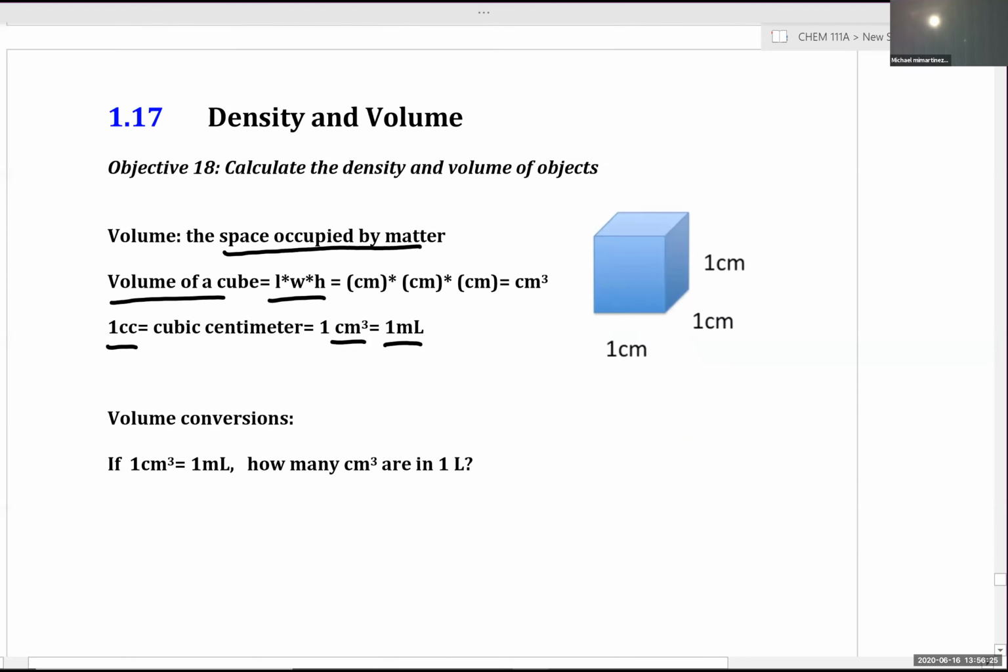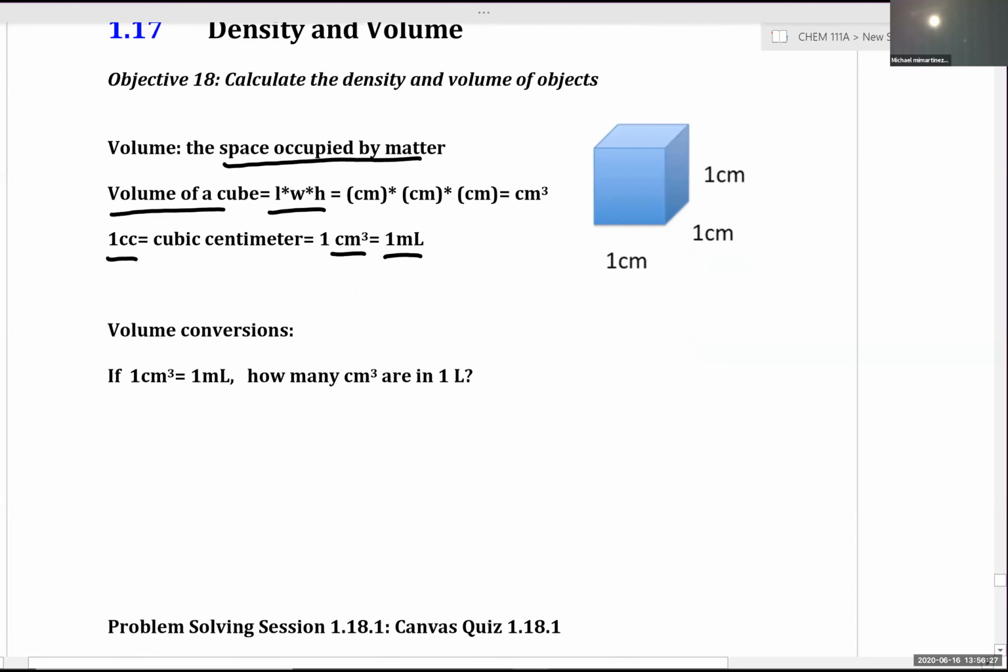So for volume conversions, let's do an example. If 1 centimeter cubed is 1 milliliter, how many centimeters cubed are in a liter? So we're asked to go from liters to some unit to centimeter cubed. What's our stepping stone? What's our intermediate unit in this unit conversion? Milliliters, exactly right.